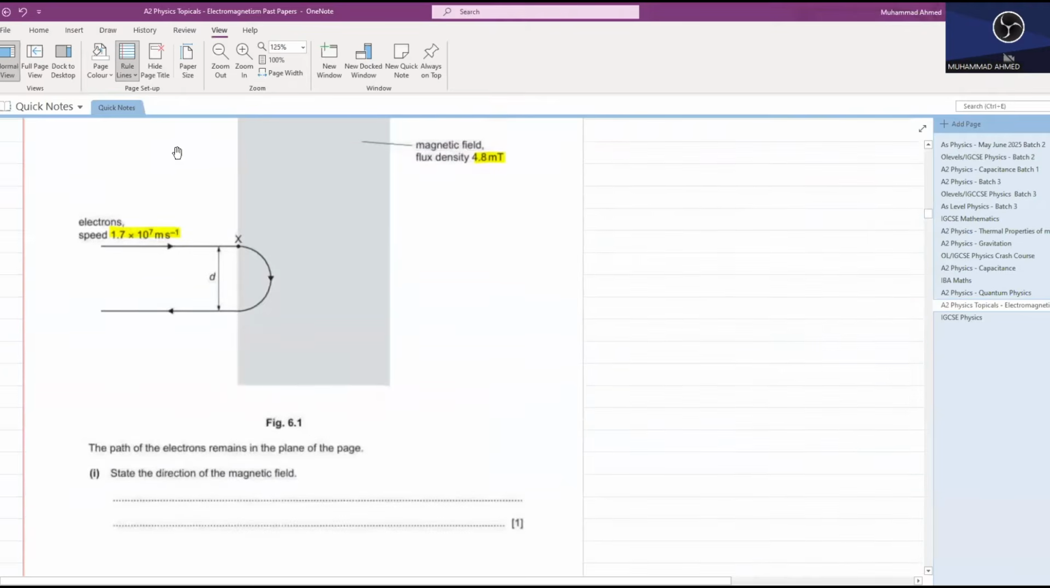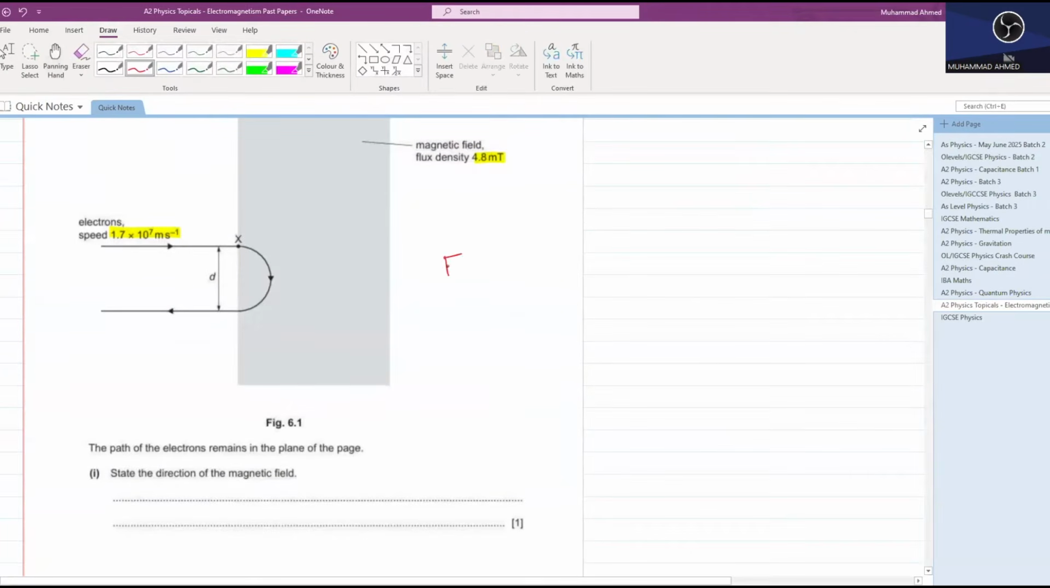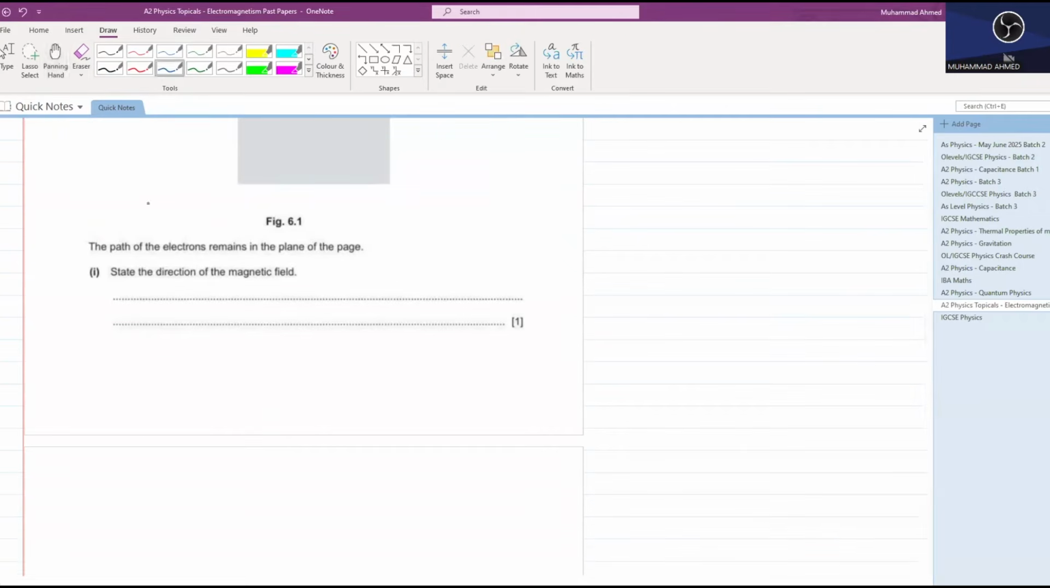Now this will use Fleming's left hand rule. The electrons are pointing towards the right. What will be your direction of current? Towards the left. Where is your force pointing? Downwards. Where will your magnetic field point? Inward. This is how you will place your hand, and your magnetic field will point into the page. State the direction of the magnetic field: into the page. Simple as that.